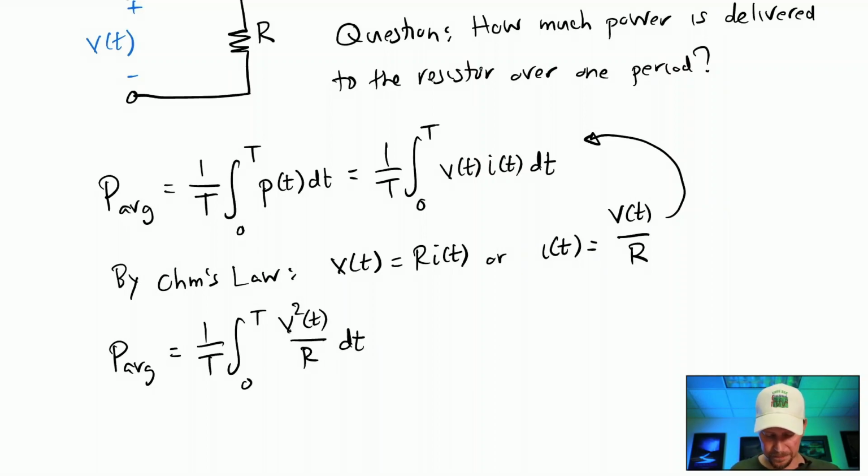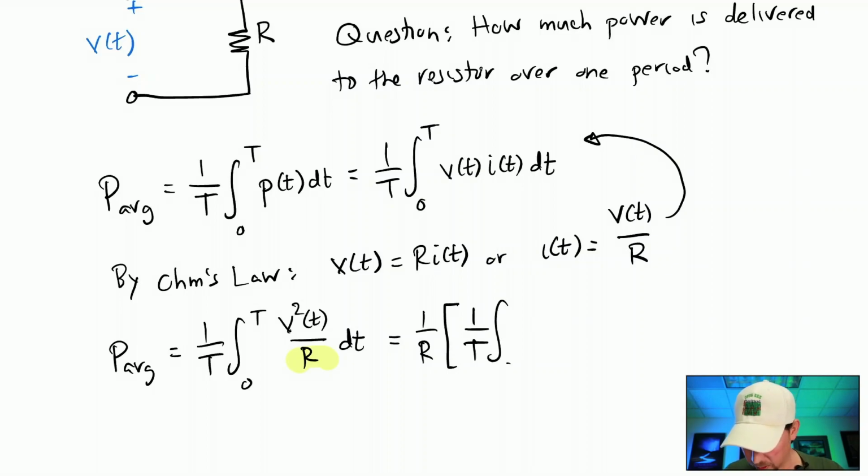I'm going to do one last little thing. I'm going to bring this resistance out, and then I'm going to put everything into a parentheses. So here, I'm going to bring this out like this. Then I have 1 over the period, the integral from 0 to T, the voltage quantity squared. Whoops. Let's put the square on the outside like this, integrated with respect to time.